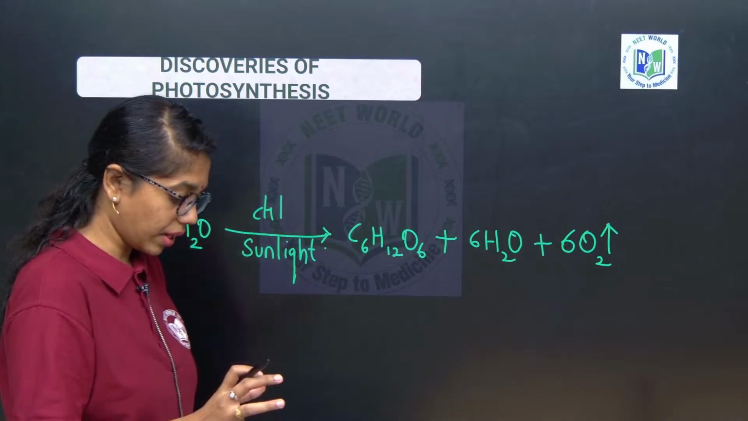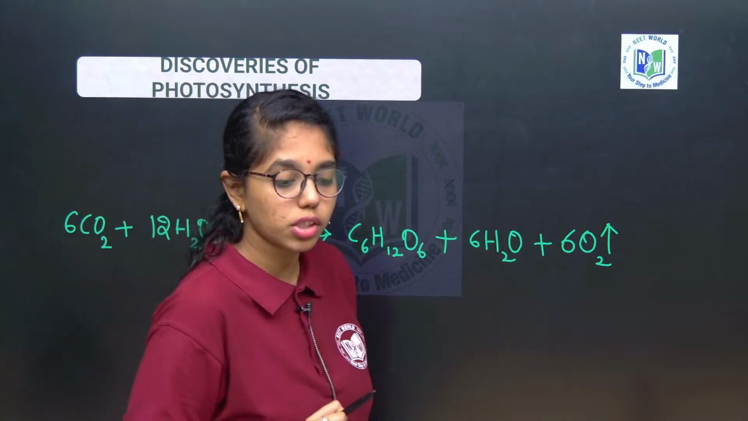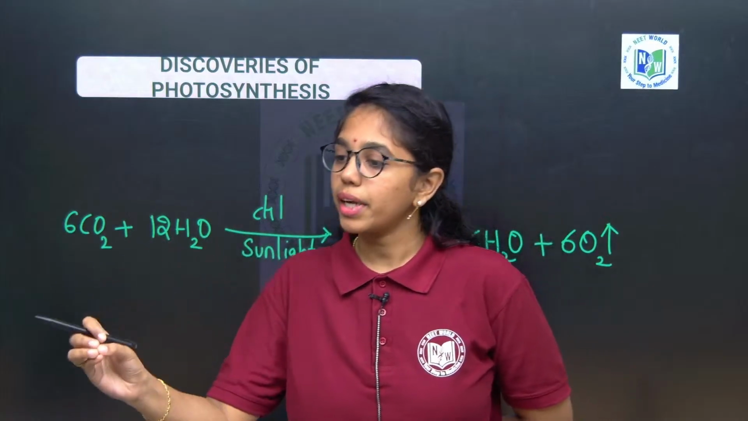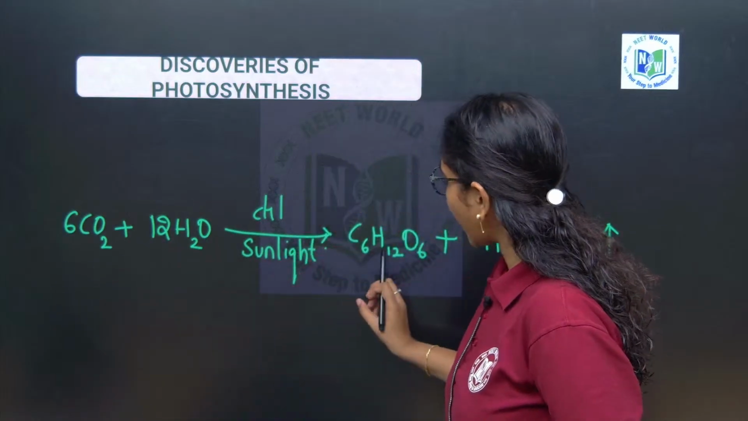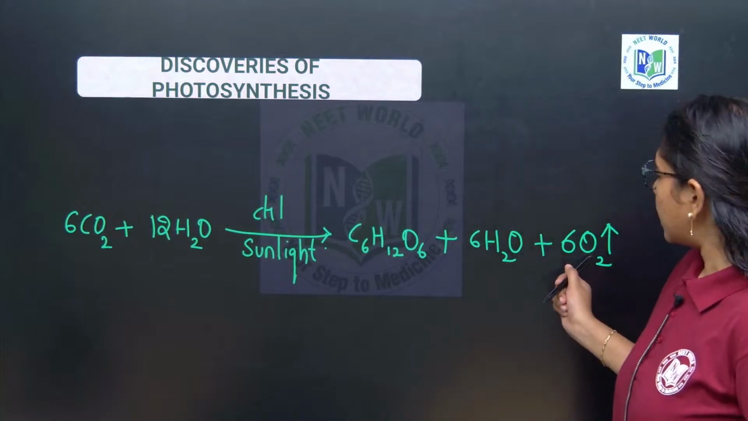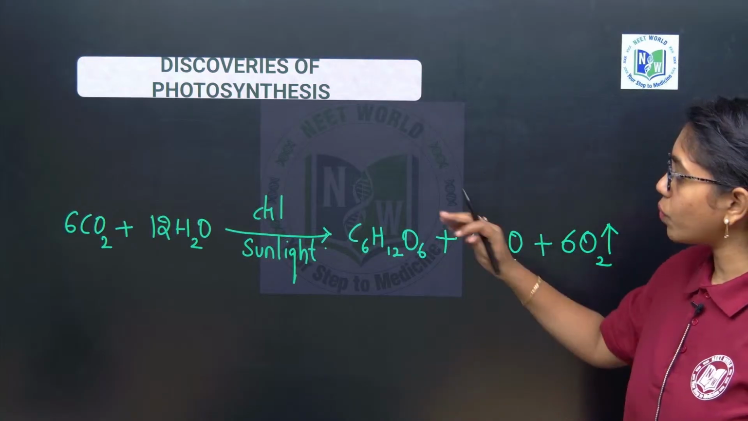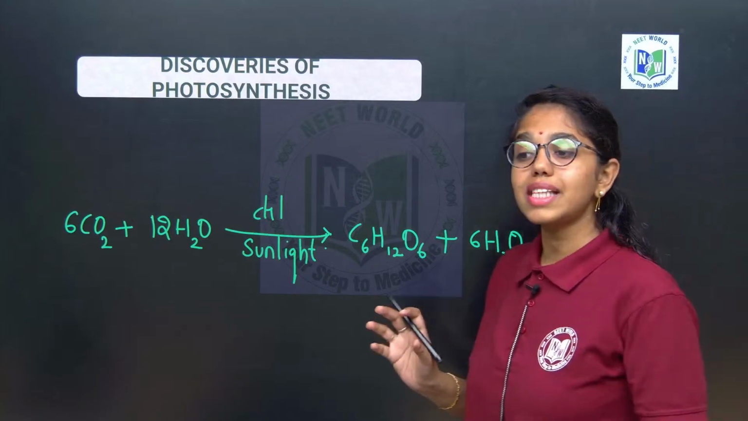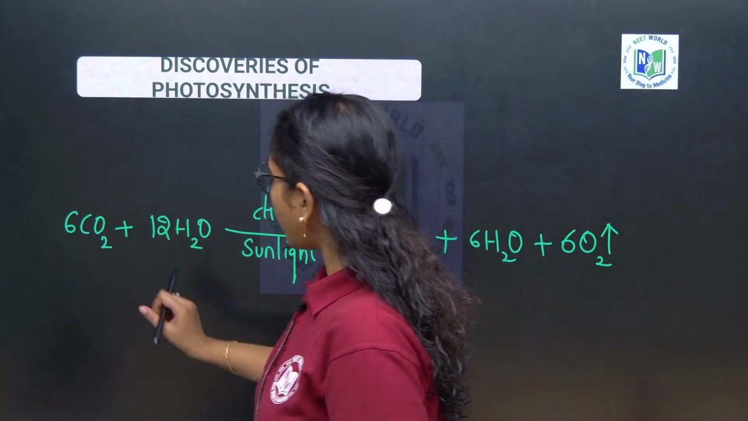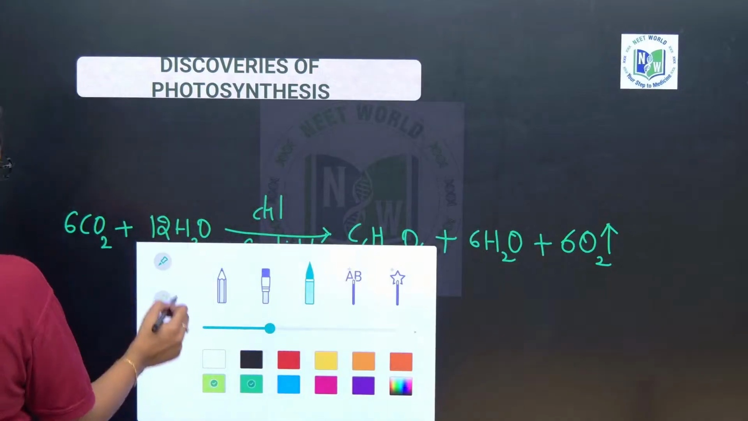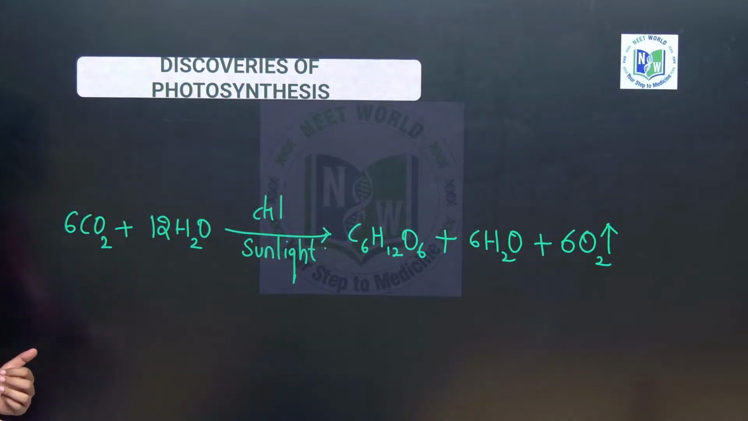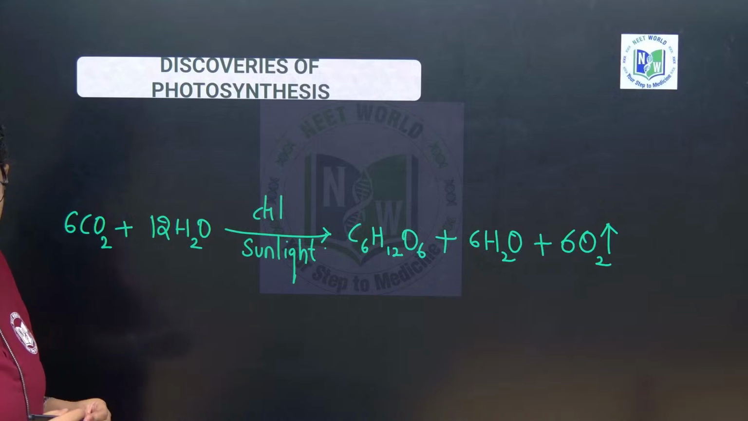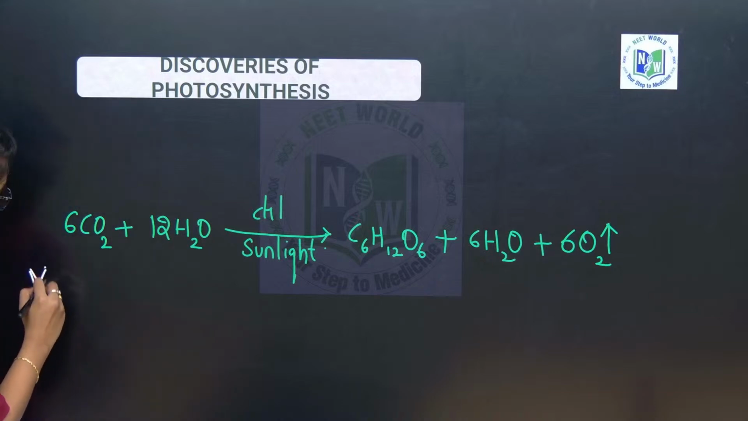Now, what discoveries of photosynthesis will tell you? These are the raw materials of photosynthesis. This is the primary product of photosynthesis. This is the byproduct of photosynthesis. They were all discovered in a sequential flow. First tell me, who is the scientist who said that carbon dioxide is essential for the process of photosynthesis?